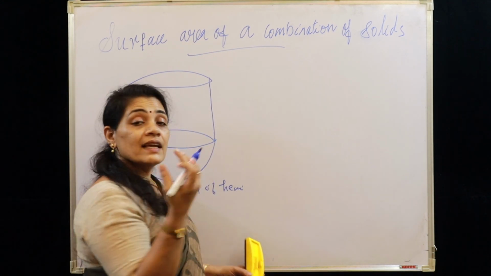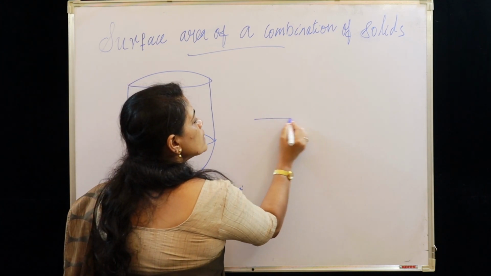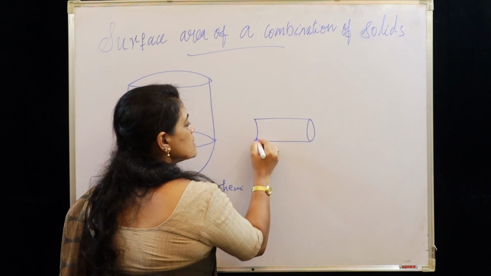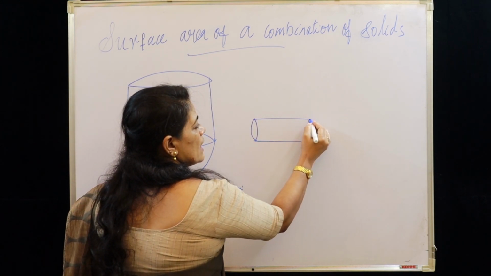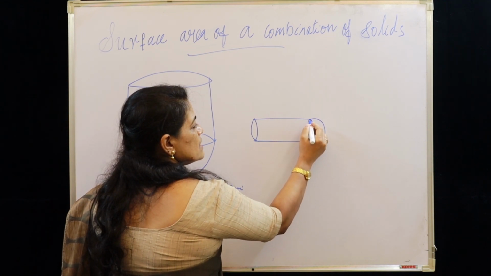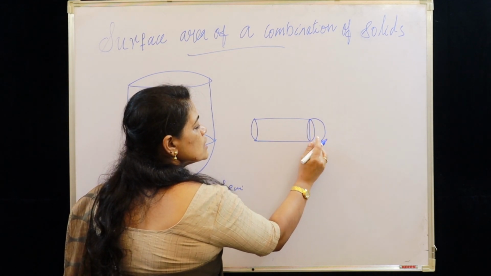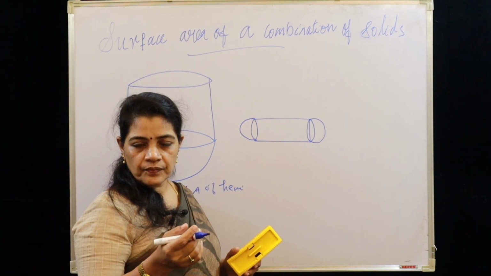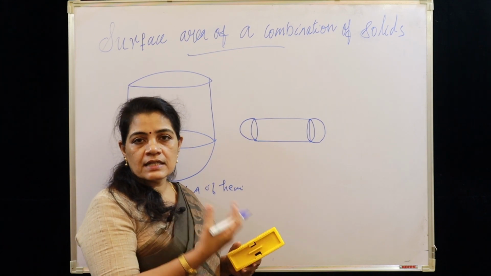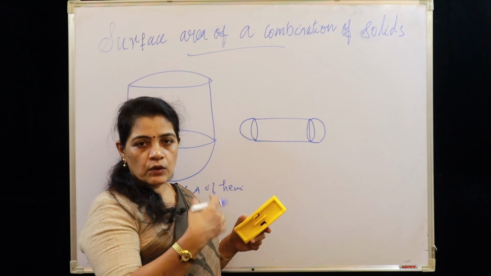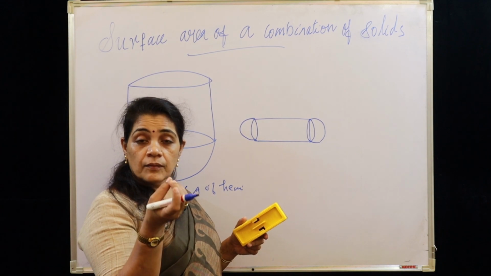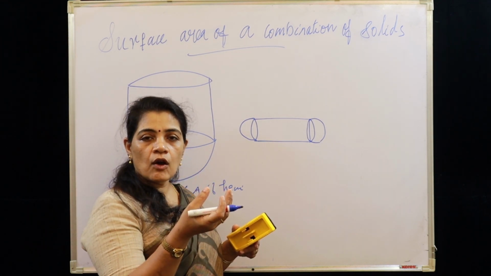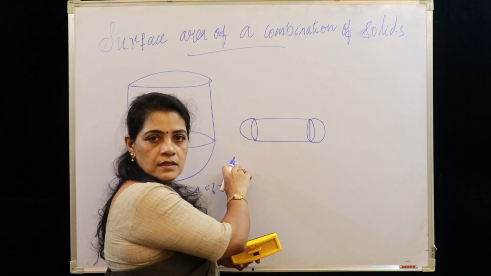The next combination may be of this type, just like a capsule form, that is one cylindrical region, and at both ends a hemisphere is attached. So what will be the TSA of this solid? You have to find the CSA of the cylindrical portion and CSA of two hemispheres.